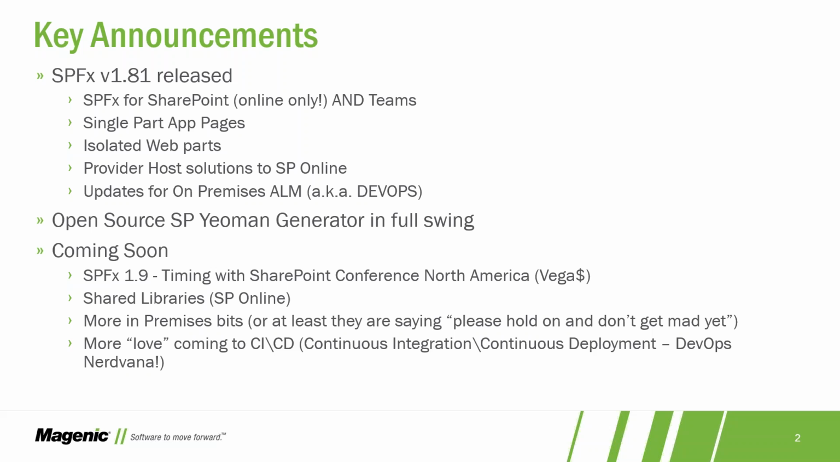Are they going to do 2, or are they going to start bringing down the numbers? God knows, because usually when you have a 2.0, it becomes bigger. But what's here? SPFx for SharePoint Online and Teams. Essentially, you create a web part, you get it to run on Teams and in SharePoint.